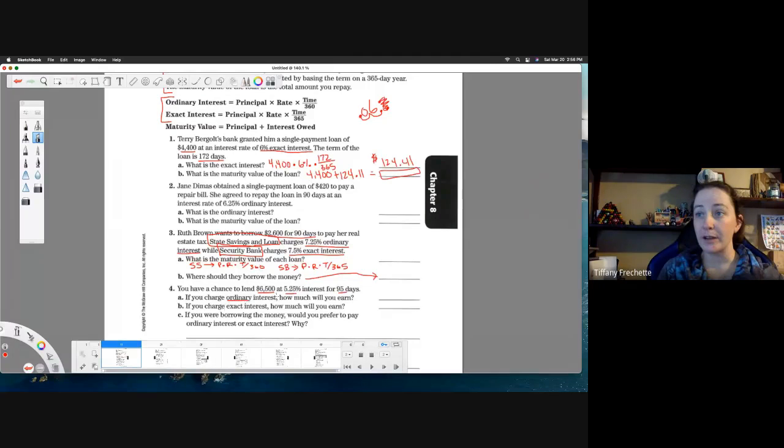For part B, you're going to do exactly the same. You have your principal, your rate, your days. The only thing that's changing is exact interest. And then on part C, you just have to explain which one is better.